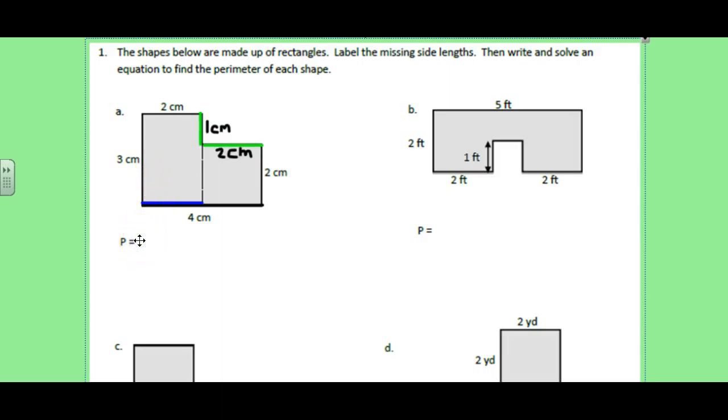so we're going to write the equation of what we'd have to add together. So 3 plus 2 plus 1 plus 2 plus 2 plus 4. And whenever you add all of those together, you're going to get that the perimeter will equal so many centimeters. So I want you to add that together and write down what the perimeter of this shape is below.